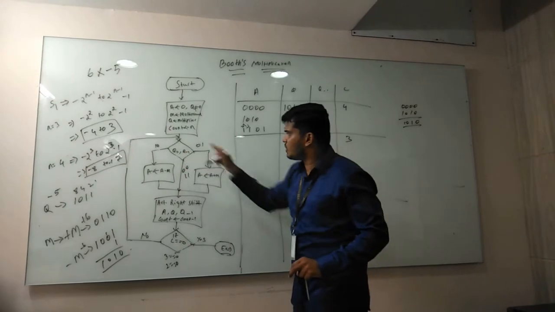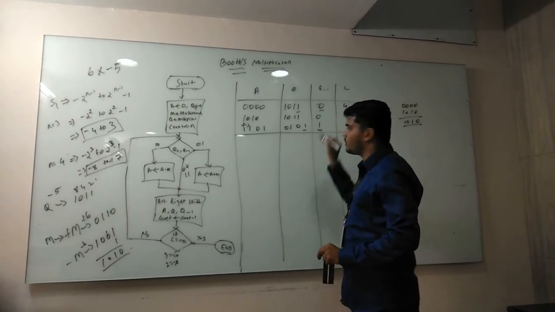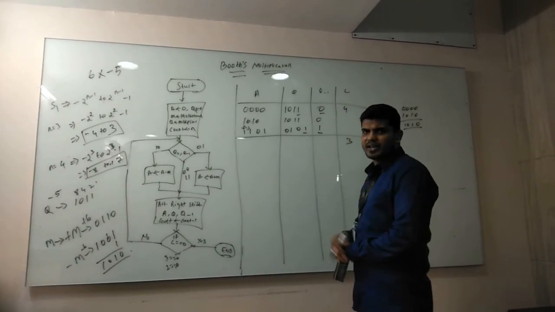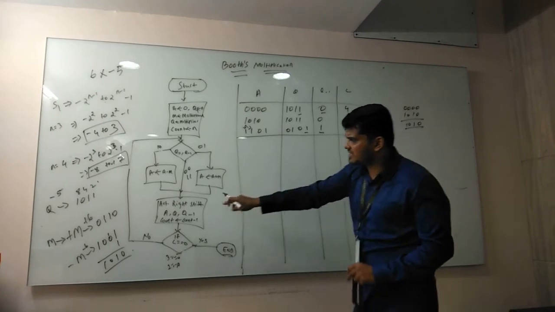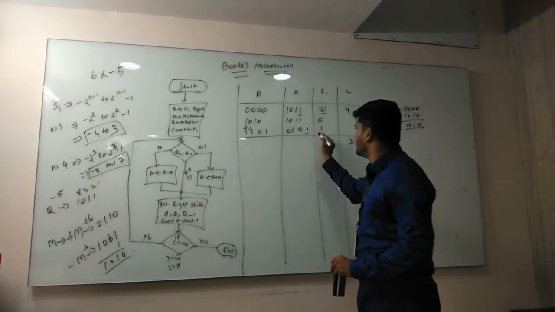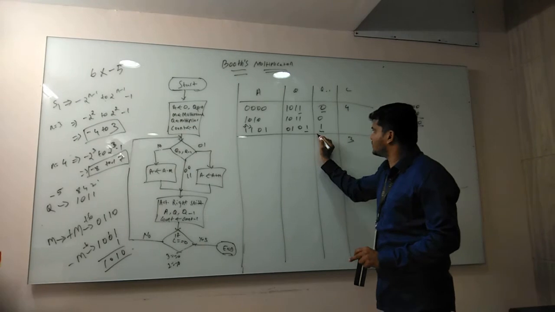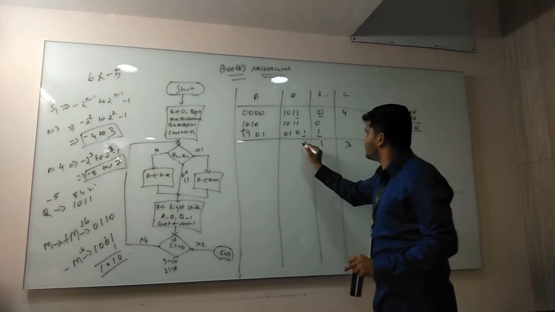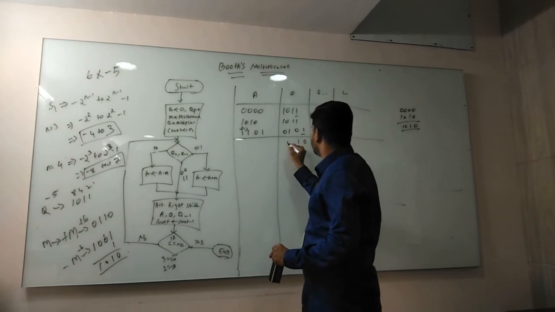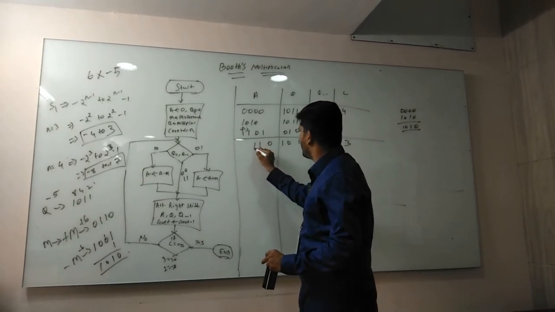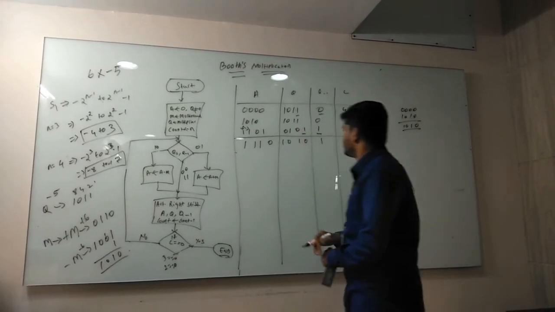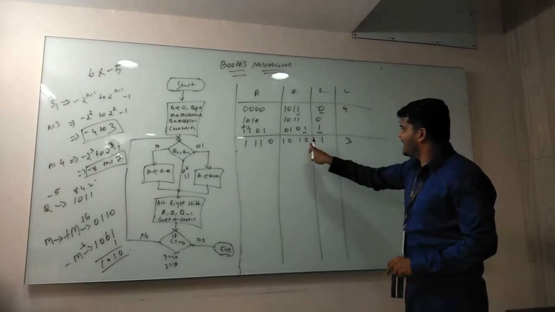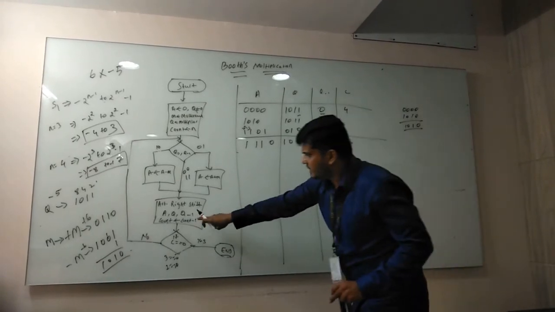We check Q naught and Q minus 1. So what are Q0 and Q minus 1? 1 and 1. 1 and 1 means just do an arithmetic right shift. So 1 will go out of the box. And then what do we do? Decrement the counter.